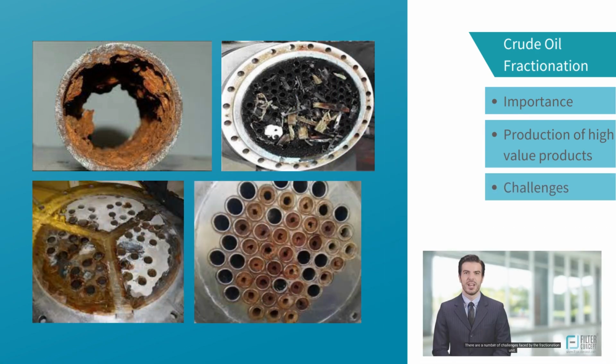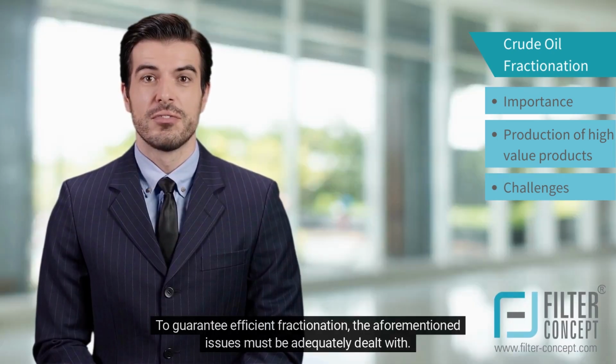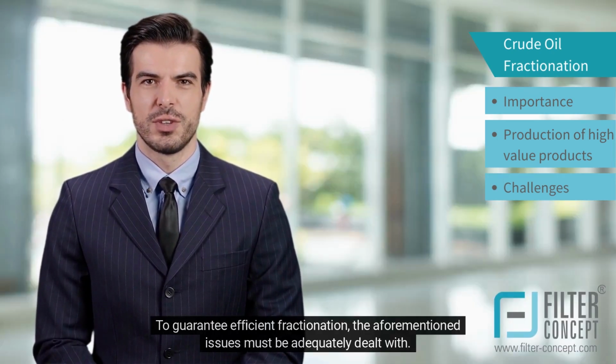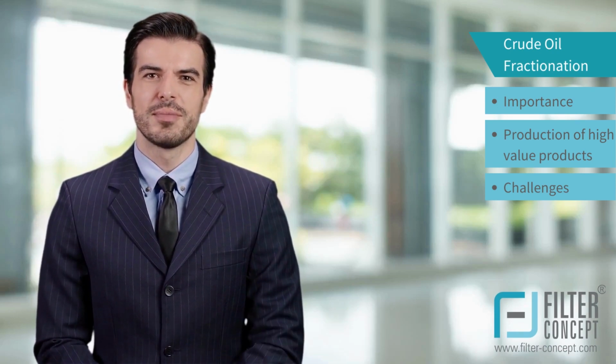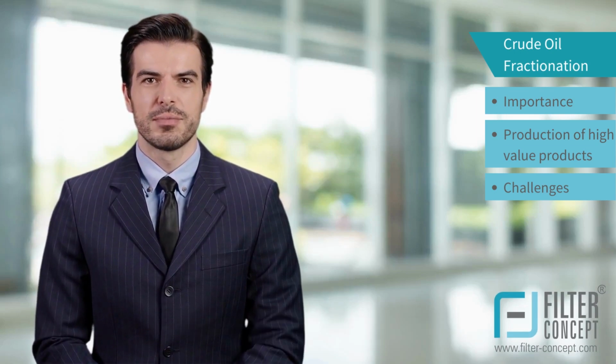There are a number of challenges faced by the fractionation unit. Tray fouling can reduce the efficiency of the fractionation unit and lead to an increase in energy consumption. Corrosion of the unit can reduce its structural integrity and cause it to fail. Erosion of the trays can reduce the residence time of the product, leading to a decrease in product quality. To guarantee efficient fractionation, the aforementioned issues must be adequately dealt with. Therefore, an effective understanding of their causes and solutions is essential.